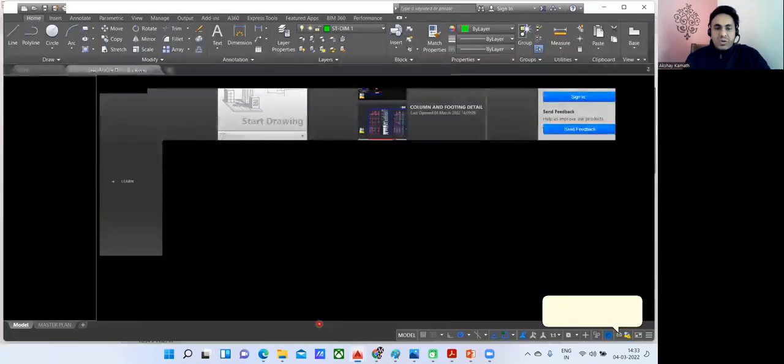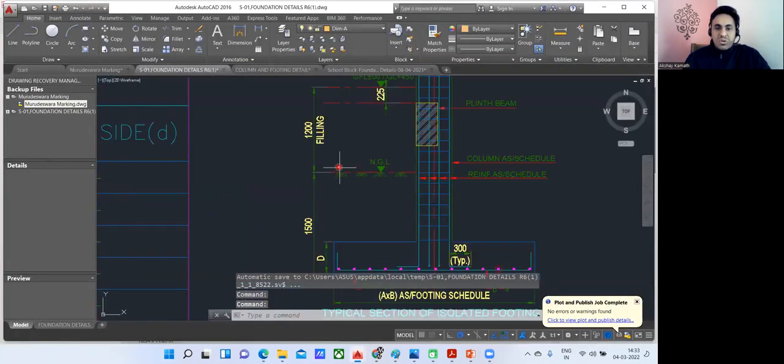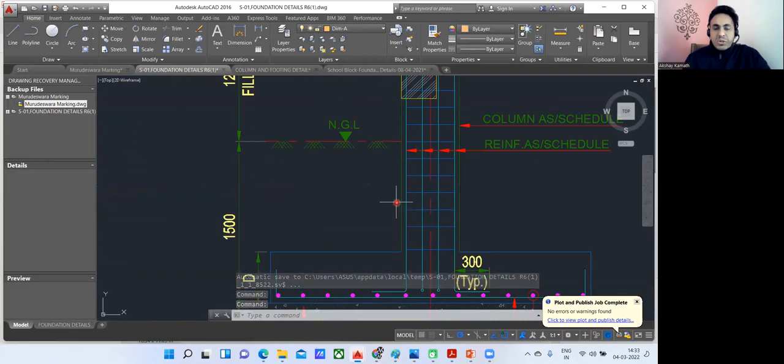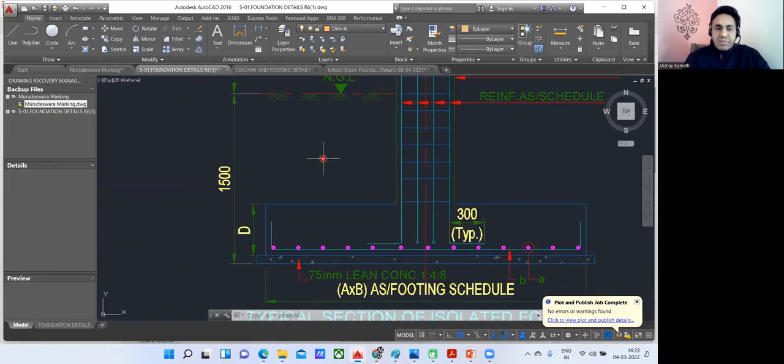I'm taking different drawings just to make you clear with all these things. Again, you see here in this particular project they have written NGL, which is called natural ground level, and what they have mentioned is, from the natural ground level to the bottom of the PCC, you have to do 1.5 meter, that is 1500 mm, of excavation.